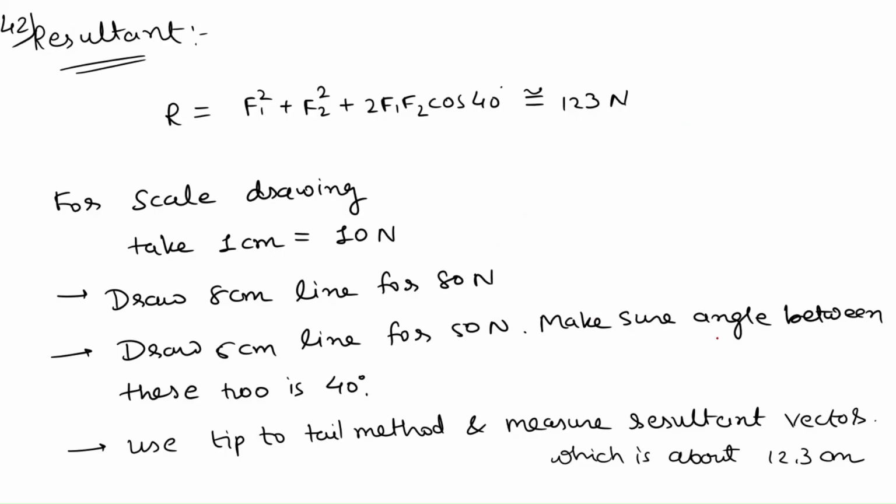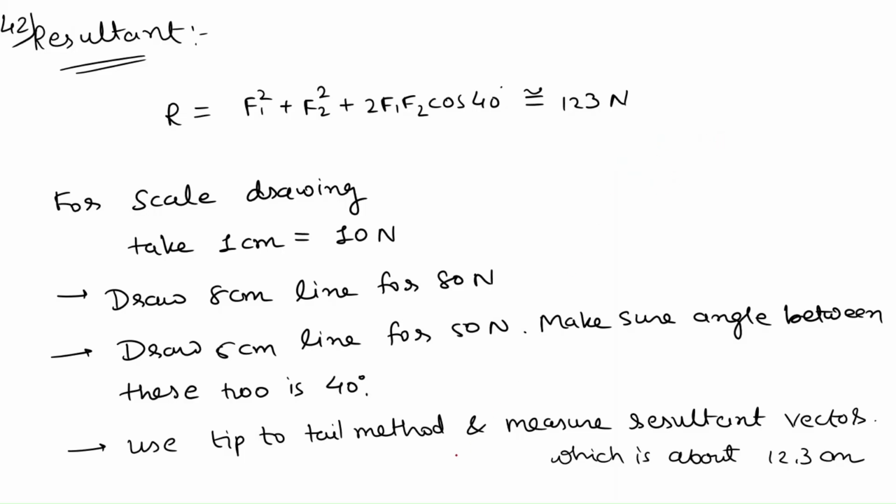Okay, so make sure the angle between these two is 40 degree. If you take 8 centimeter here, and another 5 centimeter here, make sure the angle in between is 40 degree. Or you can do like this also, but the angle between them should be 40 degree. The first, you can do the tip to tail method as well.